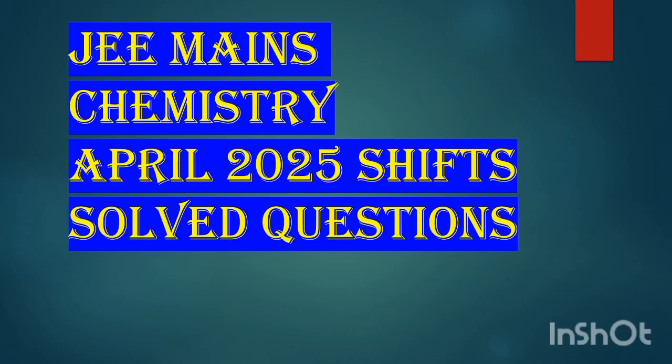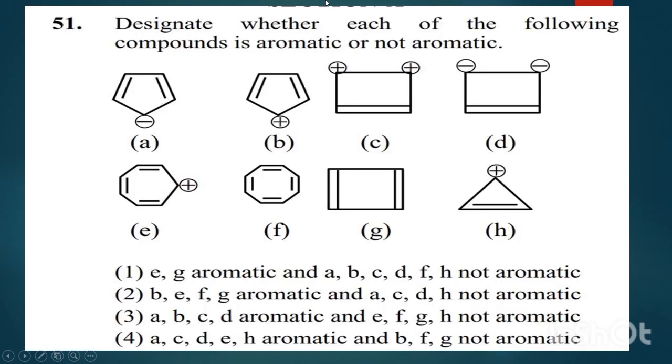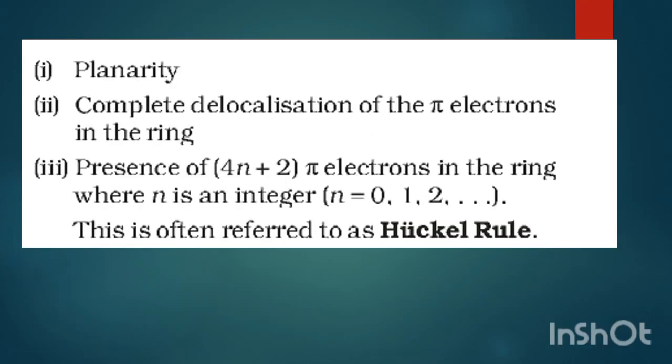So let's discuss some of the questions of chemistry asked in JEE Mains April 2025. The first question is: designate whether each of the following compounds is aromatic or not. For a compound to be aromatic, it must follow three rules. First, the compound should be planar, that is, we can draw it in a plane.